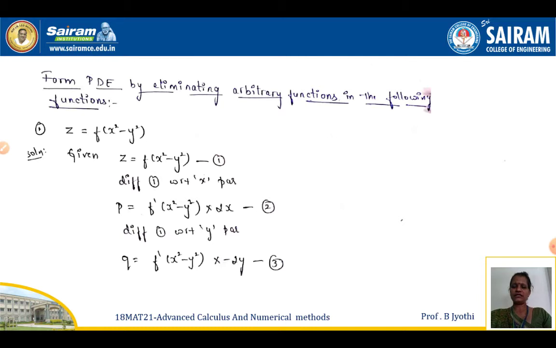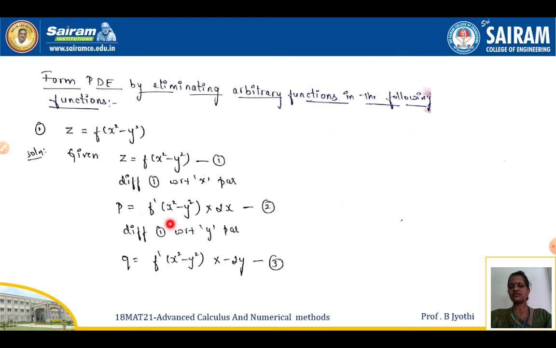Form the PDE by eliminating the arbitrary functions in the following. z is equal to f of x squared minus y squared. Consider this as equation number 1. Differentiate once with respect to x partially and differentiate the same with respect to y partially. Differentiating the first equation with respect to x gives dou z by dou x, which is p, equal to f dash of x squared minus y squared, and differentiating x squared minus y squared gives 2x. Call this equation 2.